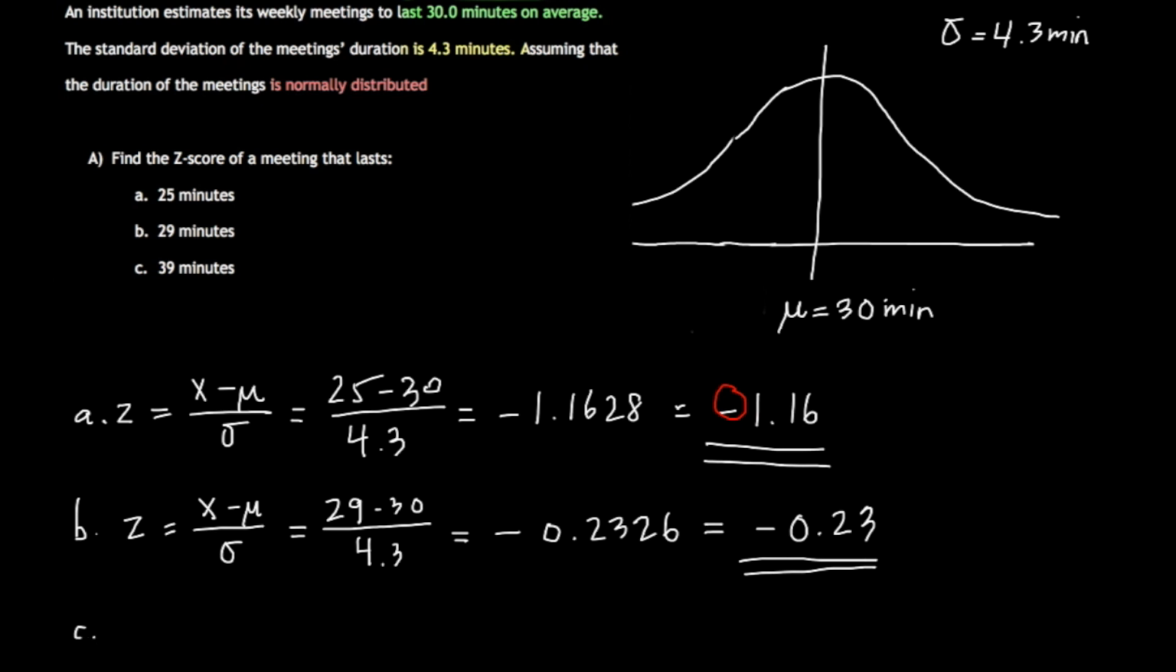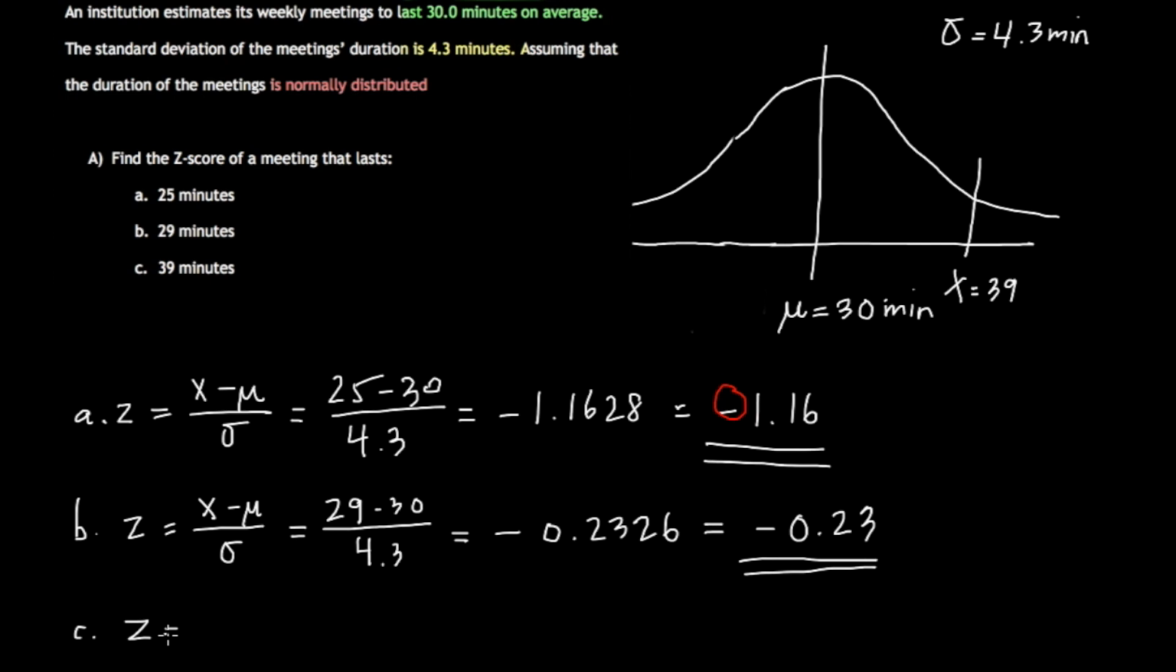So C is asking to find the z-score of a meeting that lasts 39 minutes. So now we're going to be on the right-hand side. So let's put it over here. So for any given meeting that lasts 39 minutes. Okay. So let's repeat the process one more time. Let's find our z-score.